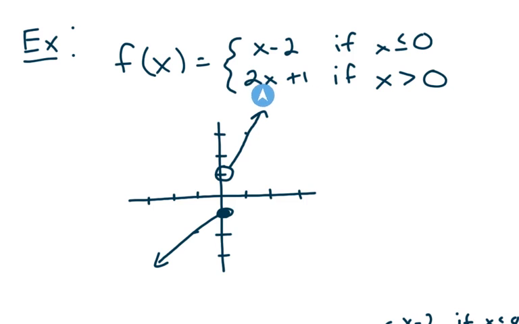We've got two separate functions. 2x plus 1 has a slope of 2 and a y-intercept of 1, right here. We start at 1, go up 2, right 1, and there's our line. X minus 2 has a slope of 1, so that'd be up 1, right 1, but it's only if x is less than or equal to 0, so that's actually to the left. So that'd be down 1, left 1, and that's a closed circle because we have the or equal to part. I will explain all of this in greater detail in a little bit.